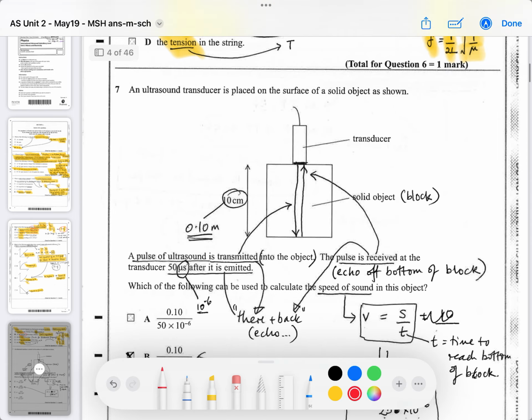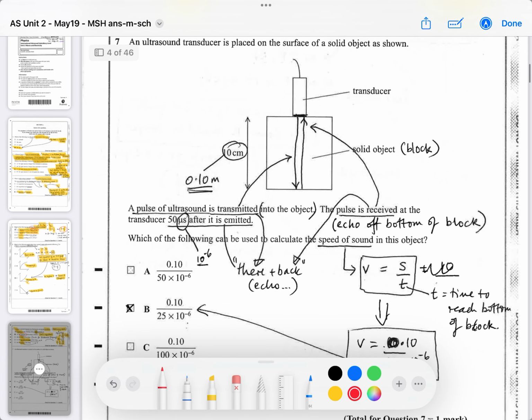All right, so the next question is about an ultrasound transducer. So that means something that produces ultrasound. So here is the transducer, placed on the surface of a solid object as shown. So here's the surface of the solid object. A pulse of ultrasound is transmitted into the solid object.